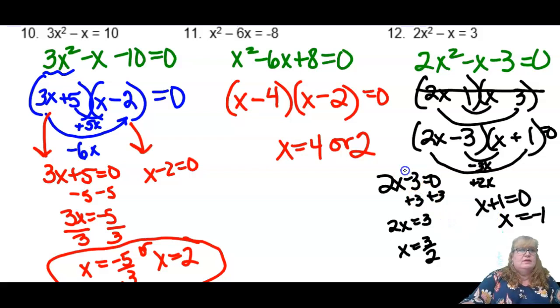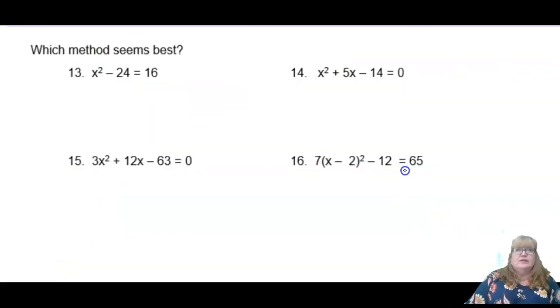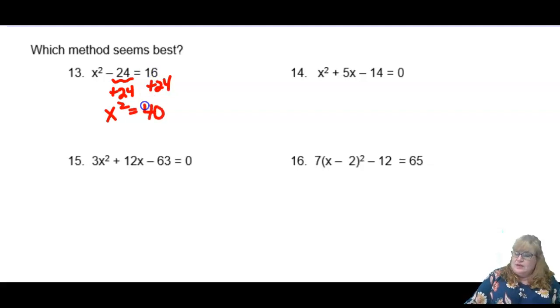All right, so real quick, to finish this video up, which method seems the best? Now, somebody is going to look at this and think they have to make it equal to 0. But there is no x on this term, so we actually could add the 24 over here and isolate the x squared. Let's see, that's 40. And then we would square root, and that would give us x equals, don't forget two solutions anytime you have a squared, plus or minus.